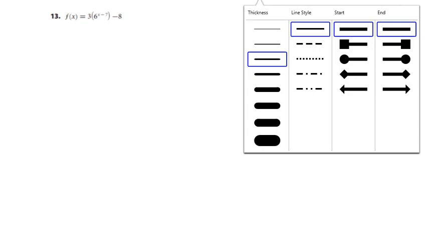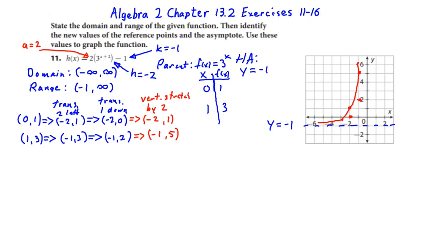Okay, next odd number problem, which is number 13. We have the function f(x) equals 3 times 6 to the power of x minus 7, minus 8. Let's see if they're asking for the y-intercept. No, they don't show that there.